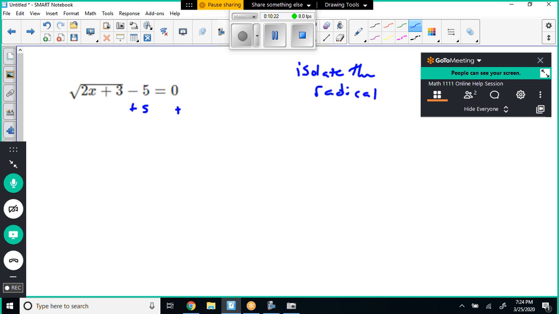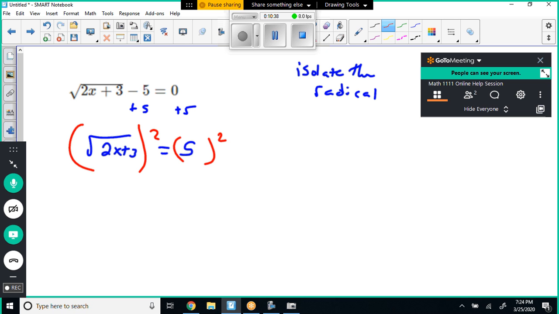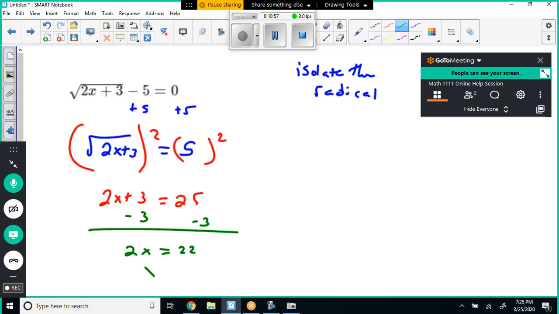So we're going to add 5 to both sides. That's going to leave us the square root of 2x plus 3 equals 5. We'll square both sides, because squaring undoes the radical, right? So 2x plus 3. When you square a square root, it cancels it out, right? And then from here, it's minus 3, and then we get 2x equals 22, x equals 11, right?